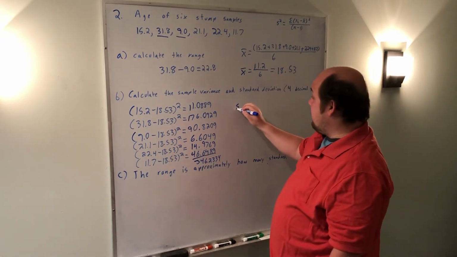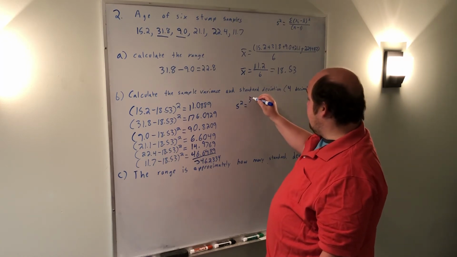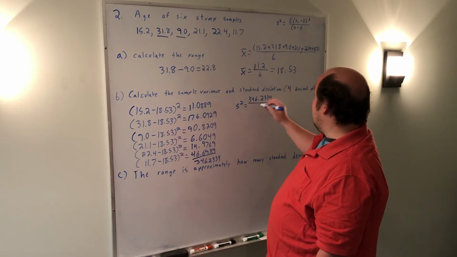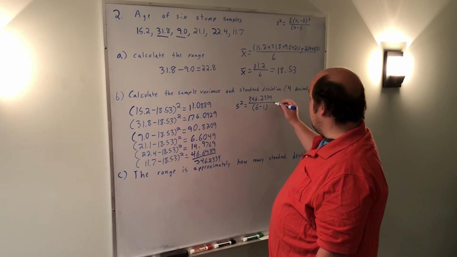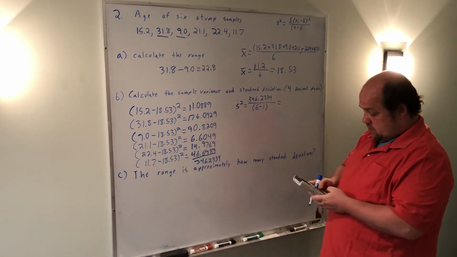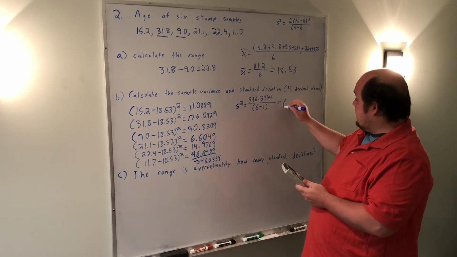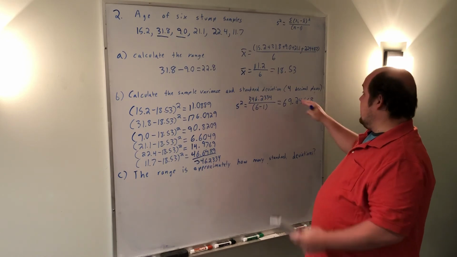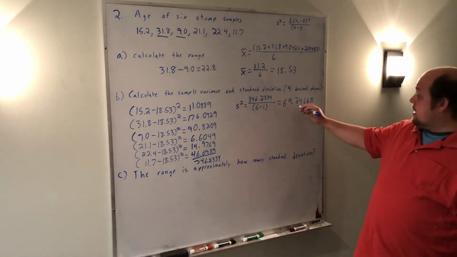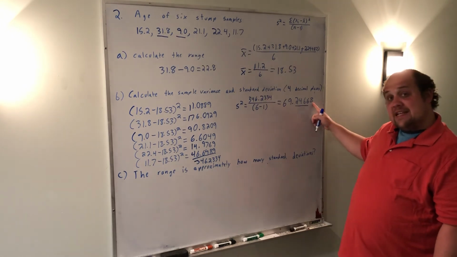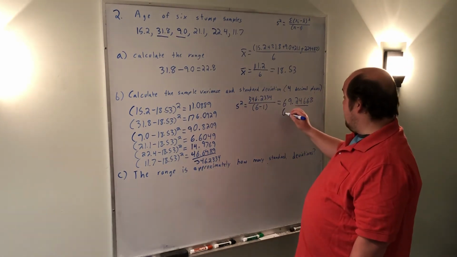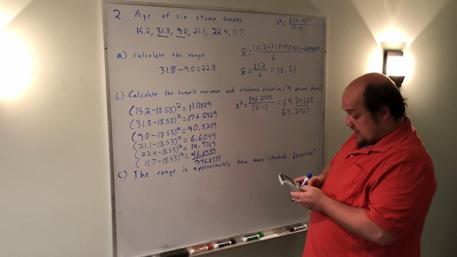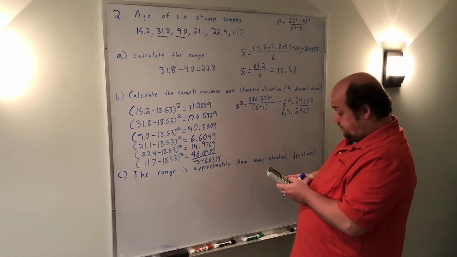My last step to get variance, s squared, is to take that 346.2334, divide it by n minus 1, in this case 6 minus 1, which means I'm really dividing by 5. When I divide by 5, I get 69.24668. It says to round to 4 decimal places. This would be 4, so we'd be dropping the 8. Since the 8 is 5 or larger, we round up and get a final answer of 69.2467.